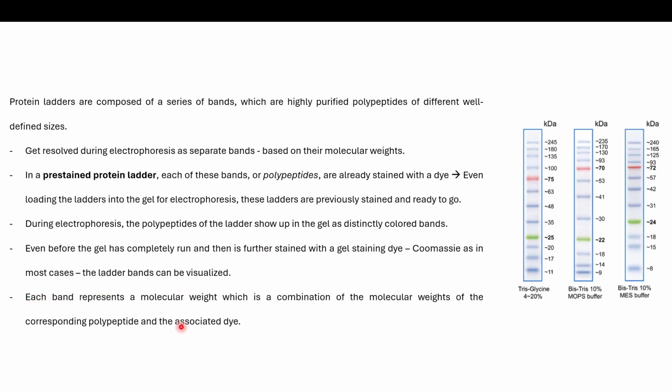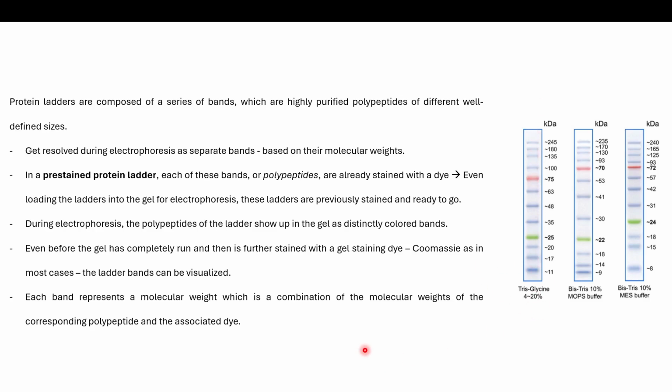Okay. And each band represents a molecular weight, which is a combination of the molecular weights of the corresponding polypeptide and the associated dye. This is one disadvantage of using a pre-stained protein ladder, because dye is there, so dye is definitely having an additional molecular weight, right? So all these things that have been shown here are nearly this much kilodalton, because it is also having an added molecular weight of the dye that has been added here.